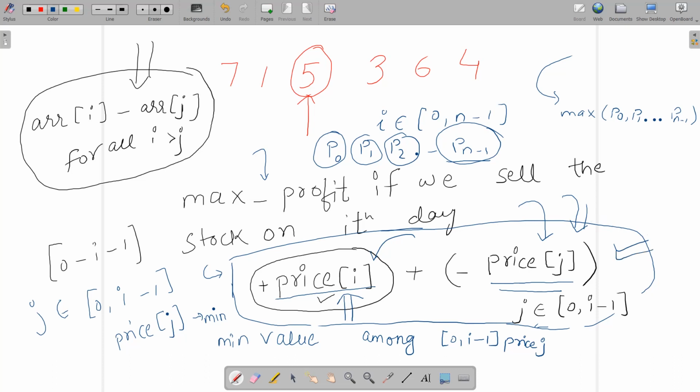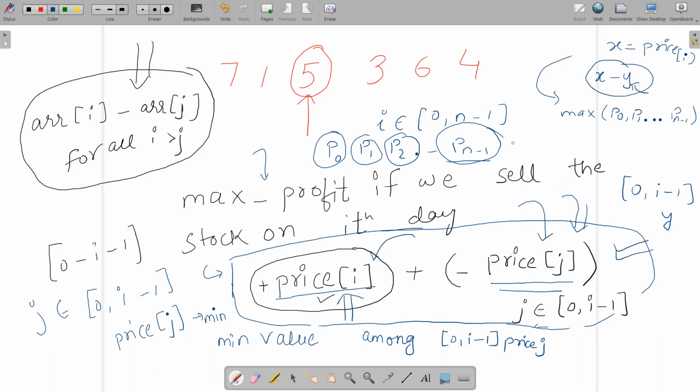For every i, we need to find out the minimum value among 0 to i minus 1. Let's call that minimum value y. Our current value is fixed, which is x equal to price of i. So our answer, the current profit, would be x minus y, where y is the minimum value among 0 to i minus 1, because we need to maximize the current term. So we need to buy the stock at the minimum price. This will be the current profit.